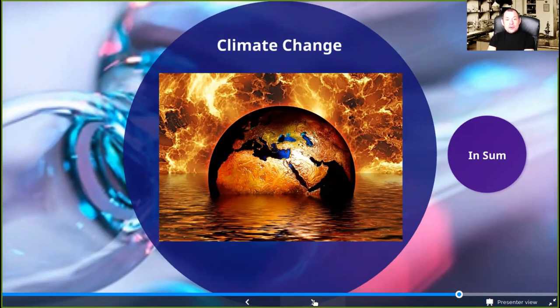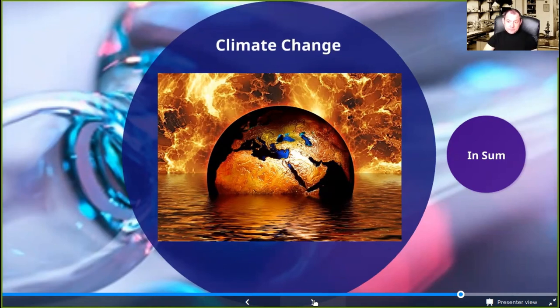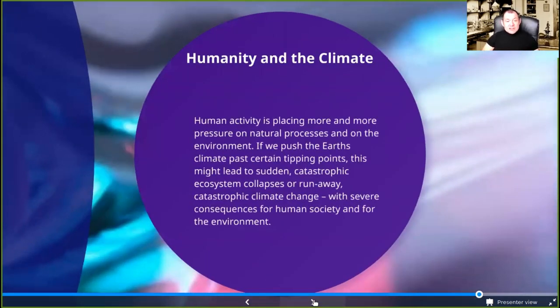And we have a very small window to mitigate the effects. If we do not reduce our carbon emissions into the atmosphere very, very quickly, then we could pass a point of no return where we are unable to prevent global warming. Human activity is placing more and more pressure on natural processes and on the environment. If we push the Earth's climate past certain tipping points, and we're pretty close to those, this might lead to sudden catastrophic ecosystem collapses or runaway catastrophic climate change, with severe consequences for human society and for the environment.